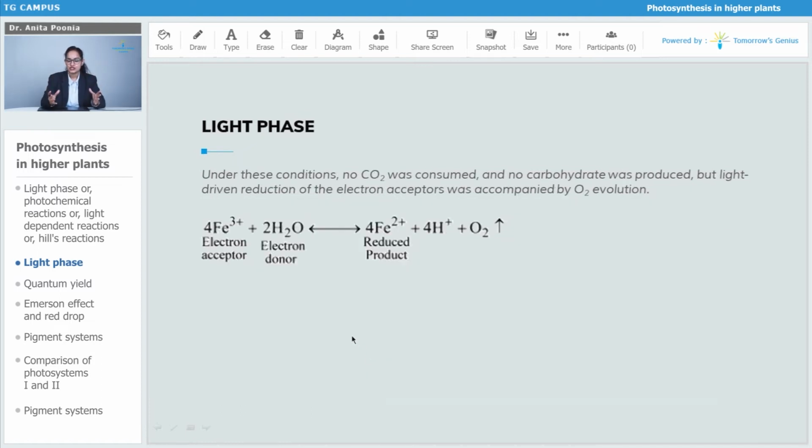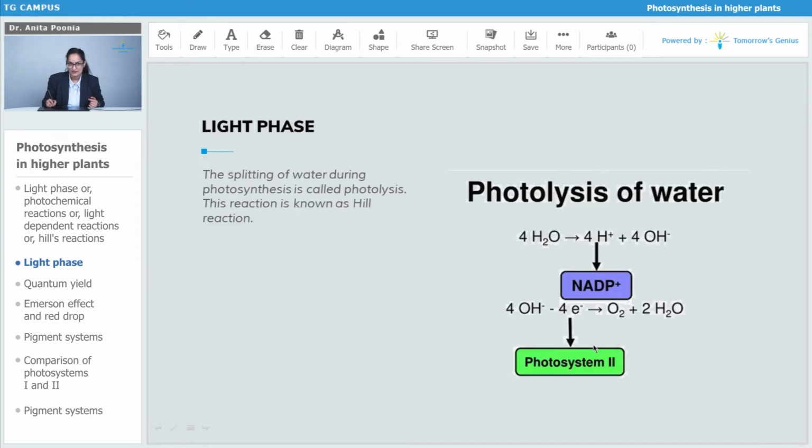Now under these conditions, students, as I mentioned, no carbon dioxide was consumed at all and no carbohydrate was produced, but light drove the reduction of the electron acceptor, and it was accompanied by oxygen evolution. So what all things happened? Electron acceptor, electron donor, you see that reduced products were formed, and along with that oxygen was evolved. But you must remember that no carbon dioxide was consumed and no carbohydrate was synthesized.